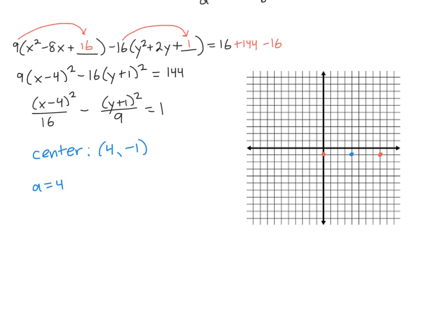We can also take a moment to find our foci. So we do need that C value. So we're going to use the formula C squared equals A squared plus B squared. So remember, the formula is a little bit different than an ellipse. So here we get C equals 5. So this tells us to start at the center and then again go to the right 5 and to the left 5 to place our foci. So I'll place those in green.